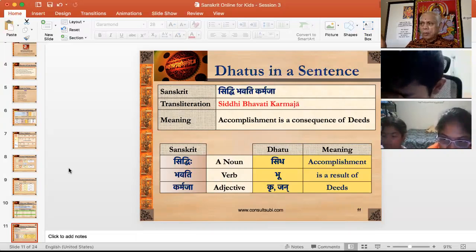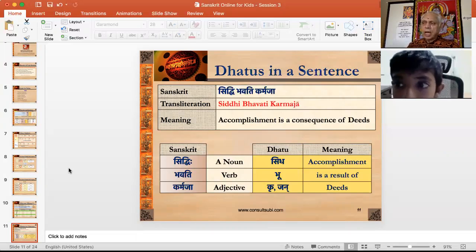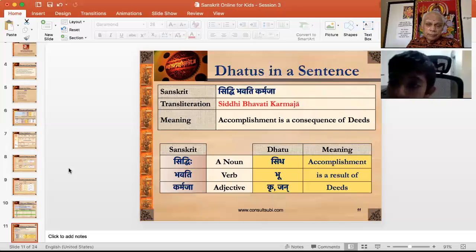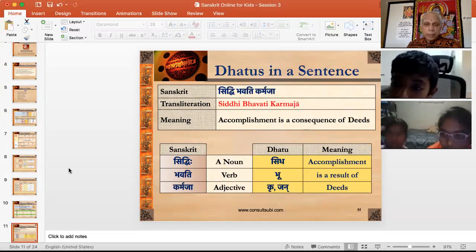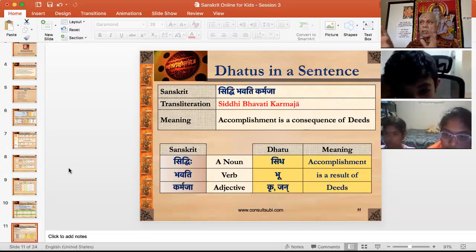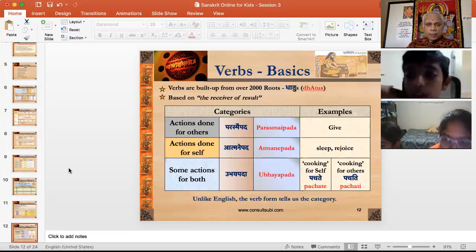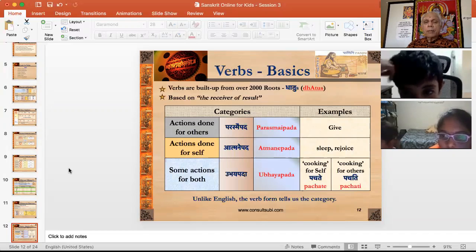Now, Siddhi is a noun which comes from the dhatu, the verb called siddh, which means accomplishment. That's a noun. Bhavati is a verb which comes from bhu. Karmaja has two roots, kr and ja, which together make it an adjective. Accomplishment is a result of deeds. So that's how the dhatus are built up. I'm going to give you some more important things about verbs, how they come. Verbs are built up from over 2,000 roots, dhatus.